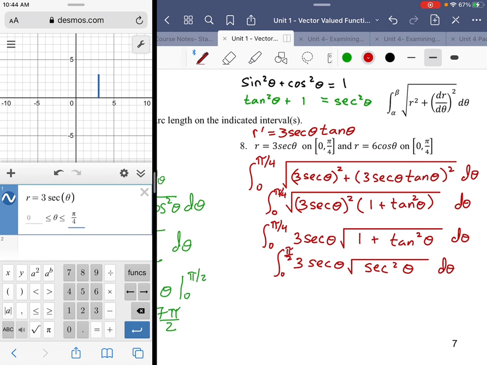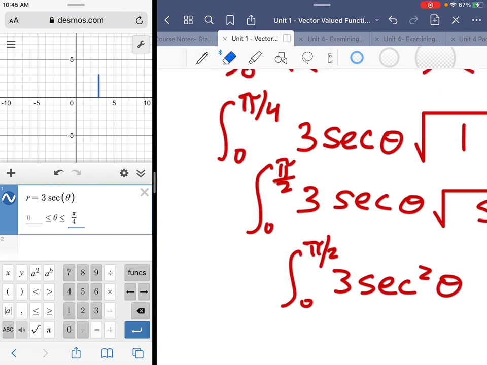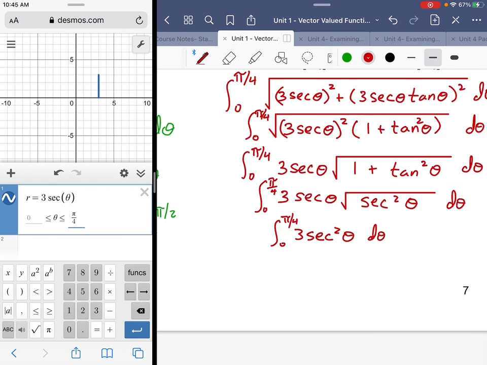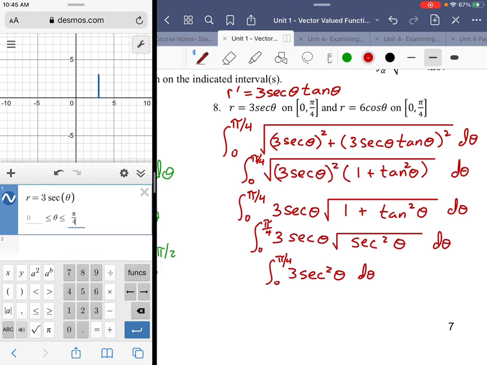Square root of secant squared is secant, so we're looking at 3 secant squared theta over the interval of 0 to pi over 2. Oh, somehow my pi over 4s became pi over 2s. Apologies. The whole walking and chewing gum at the same time thing. d theta. The antiderivative of secant squared is tangent, so 3 tangent theta over the interval of 0 to pi over 4, which gives us 3 tangent of pi over 4 minus 3 tangent of 0.